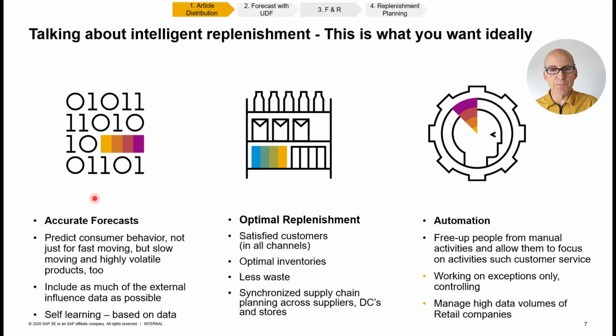Second, what you want is an optimal replenishment. You want replenishment in a good pack size. It should satisfy the customer needs. The inventory should be optimal with less waste. If you order too much, at the end of the day, you have waste. And in the end, you want to synchronize the supply chain. But also very important is the automation. Replenishment support should free up your people from manual activities so that they can focus only on exceptions, because it's retail, and in retail it's all about a huge volume of data.